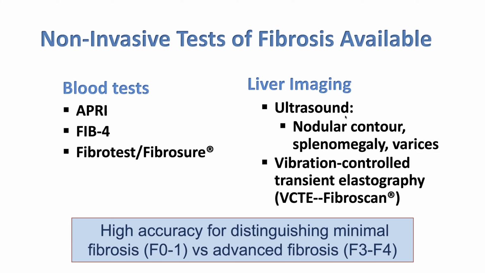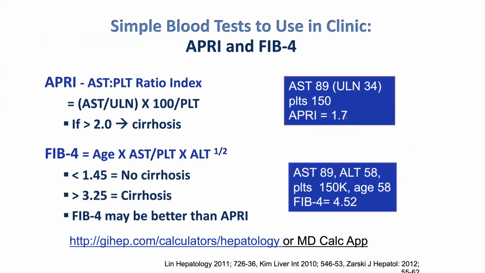But I want to make you aware of a new tool called vibration controlled transient elastography, which measures liver stiffness. And increasingly, that tool is becoming available on ultrasound machines, like the Siemens machine. Now, in some places, they offer elastography as part of the ultrasound testing. So you should be aware of elastography as a tool you can use to help identify patients with cirrhosis. So first, let's start with the simple things that you can get with routine labs.